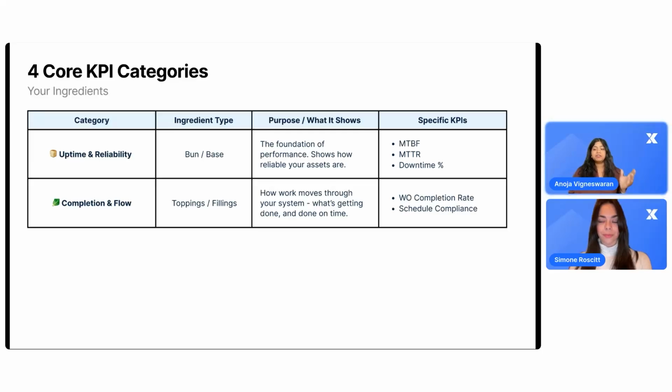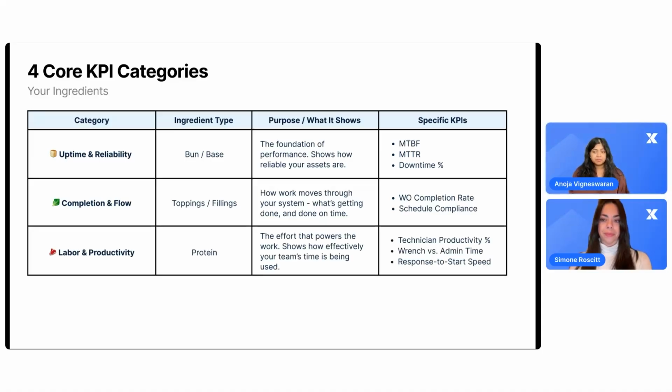Next is completion and flow. So this category focuses on how work moves through your system. It's what's getting done and whether it's getting done on time. Metrics like work order completion rate and schedule compliance help teams see if planned work is actually being executed as expected. And these reports are especially helpful for spotting bottlenecks or backlogs before they become bigger problems.